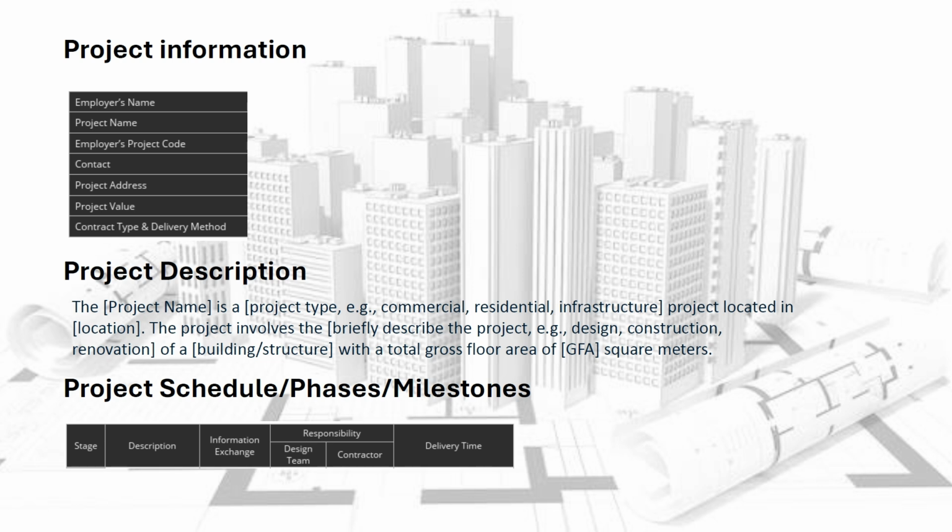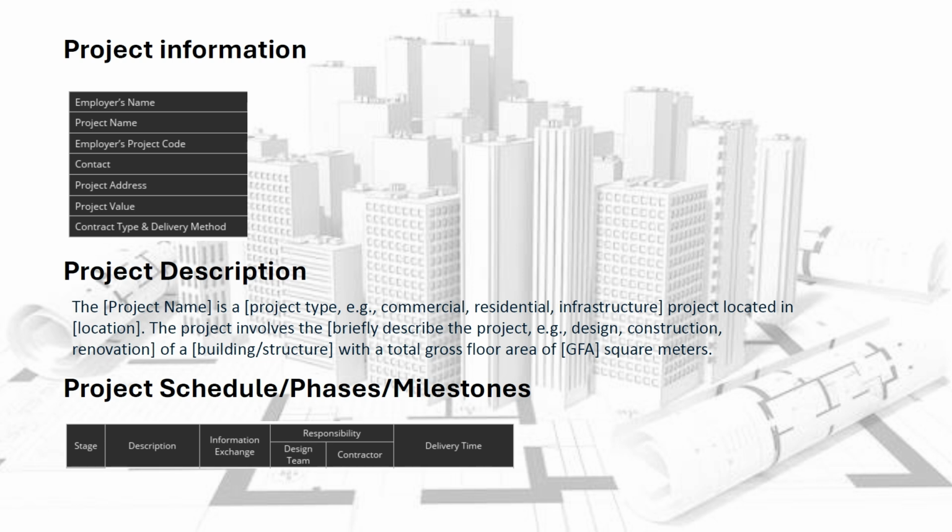Site area. Total area of the project site in square meters or feet. Building area. Total floor area of the buildings involved in the project. Number of floors. Total number of floors in the building or buildings. Key facilities. List any key features or facilities such as conference rooms, retail spaces, residential units, parking areas, or special purpose areas.